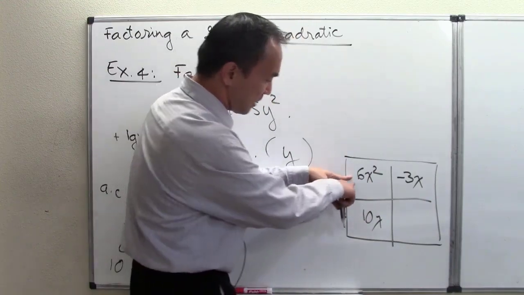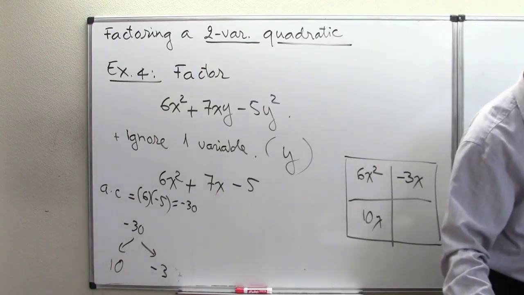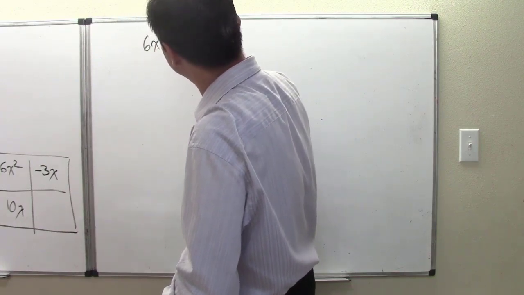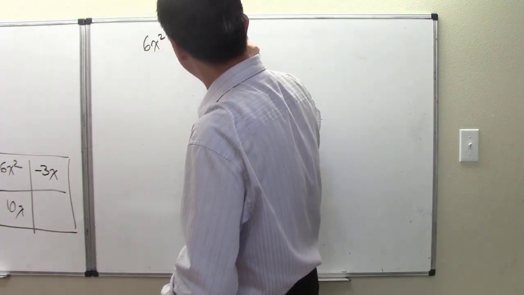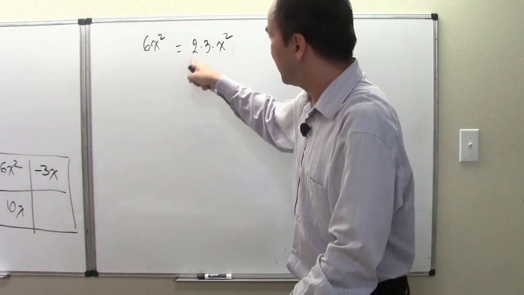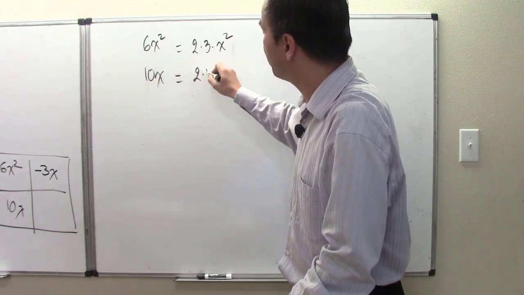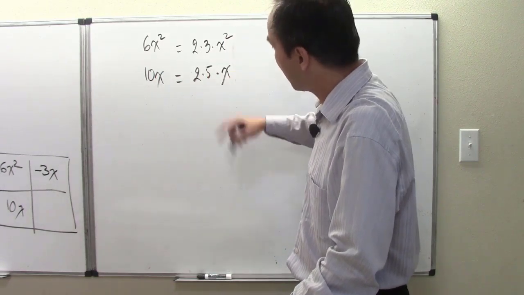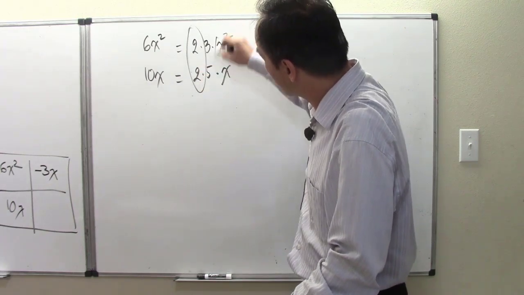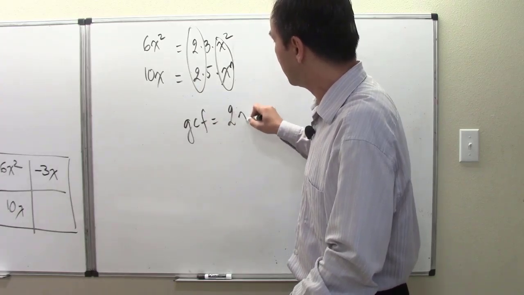Among the two column terms, let's do a quick calculation of the GCF. One term is 6x squared. In prime factors, it's 2 times 3 times x times x, or 2 times 3 times x squared. The other term is 10x, which is 2 times 5 times x. So 2 is common, with lowest power 1, and x is also common, with lowest power 1. So the GCF comes out to be 2x.